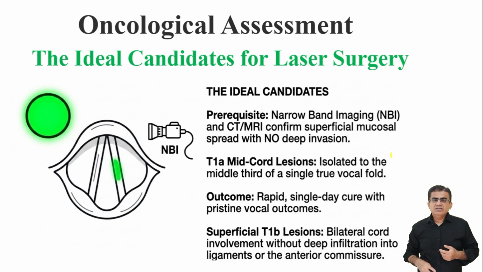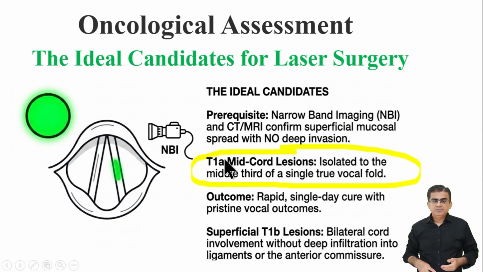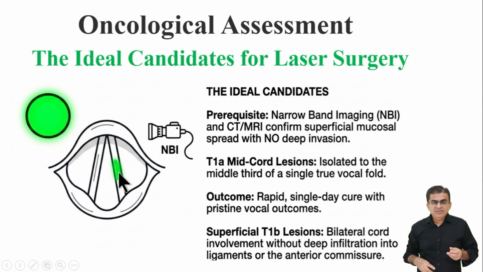Now look at the green light on your screen. These are our ideal candidates for laser surgery. First are the T1A mid-cord lesions. Look at the diagram showing the green tumor sitting exactly in the middle third of one vocal cord. This is the absolute best scenario for a laser surgeon. It guarantees a rapid single-day cure with perfectly preserved voice quality.